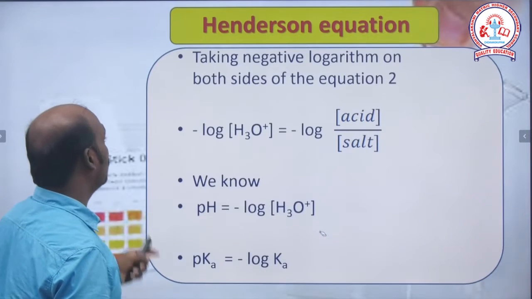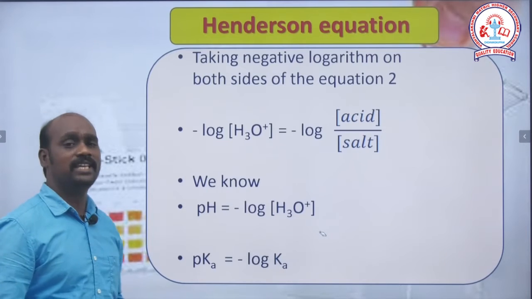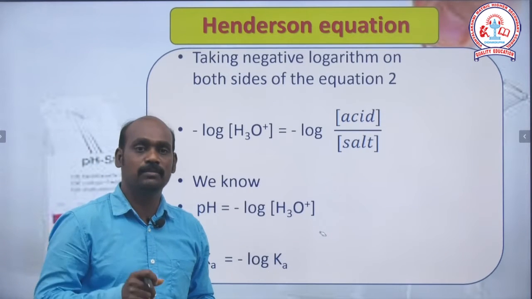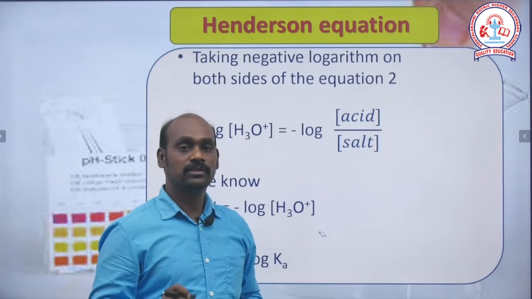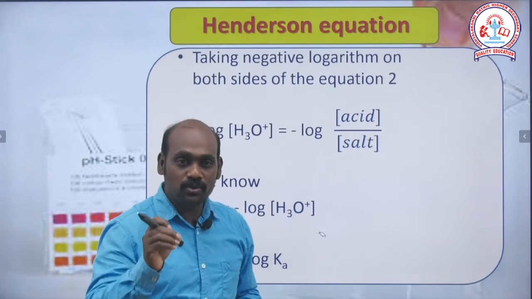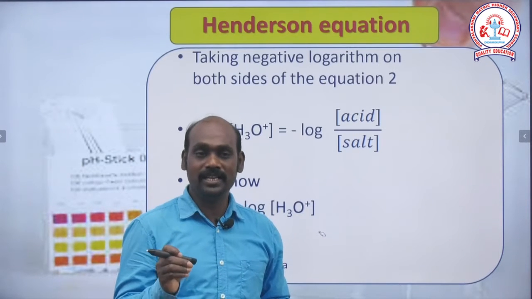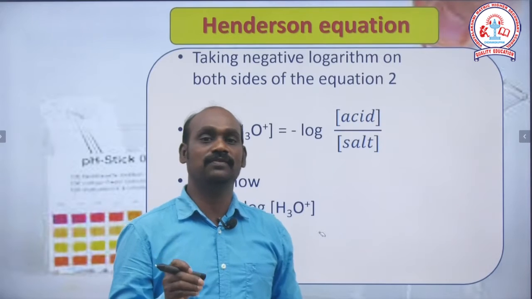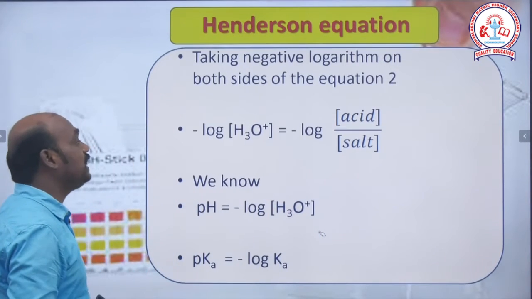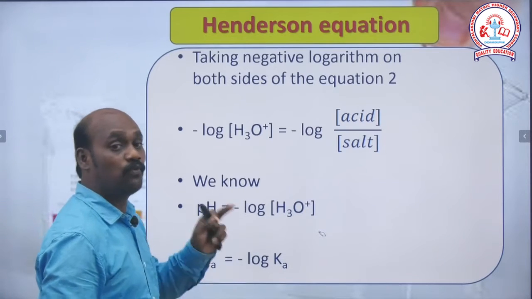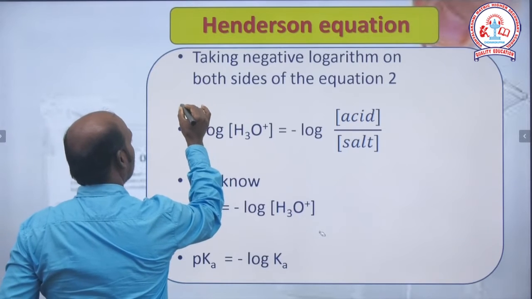Right. So, next one. For taking the negative logarithmic value for equation number 2, what is equation number 2? Hydronium ion concentration is equal to the dissociation constant and the concentration of the acid divided by the concentration of the base, that is the salt. Okay. So, now we can take the negative logarithmic value for the second equation.